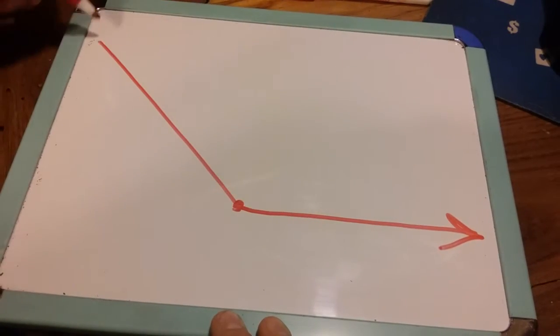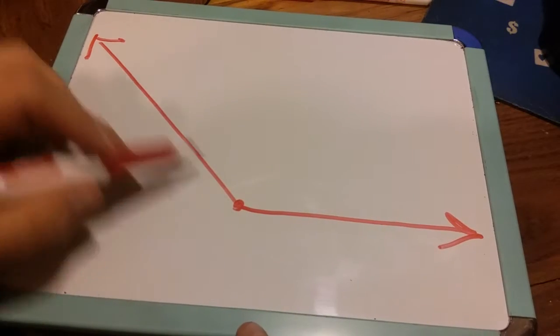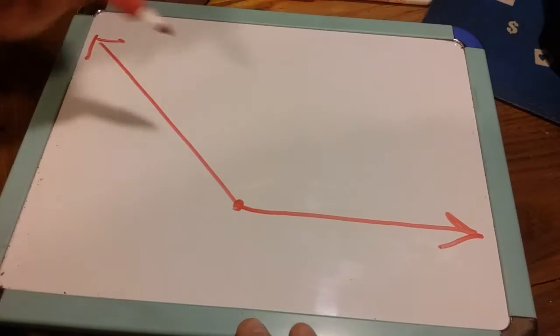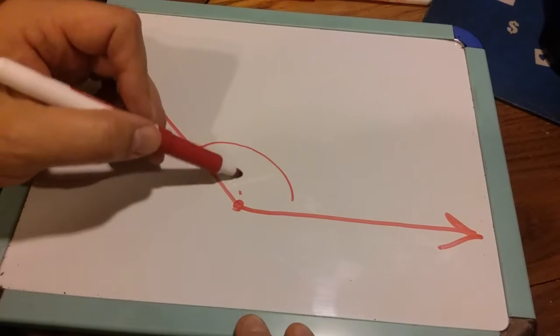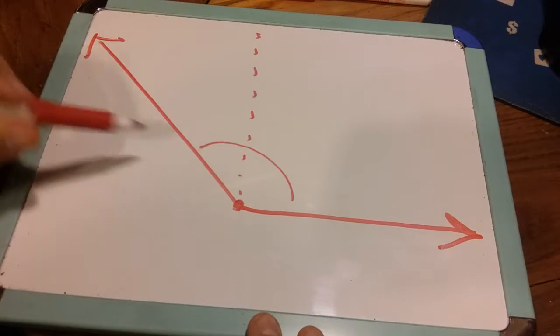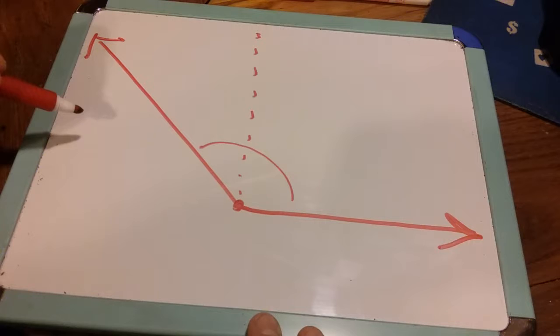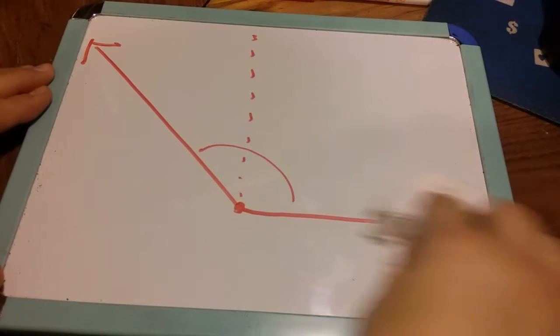We have a vertex there again, and we have our little arrows pointing. So we have two rays, and we have an angle that is greater than 90 degrees, because 90 would be right in there somewhere. So, an obtuse angle is greater than 90 degrees. A right angle is exactly 90 degrees. And an acute angle is less than 90 degrees.